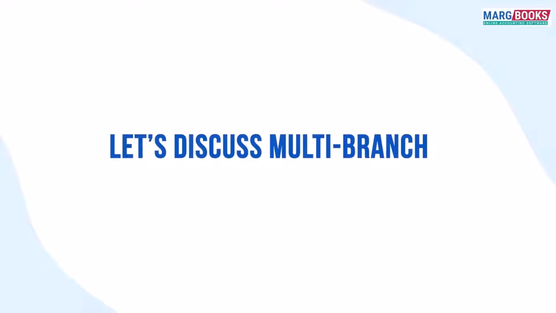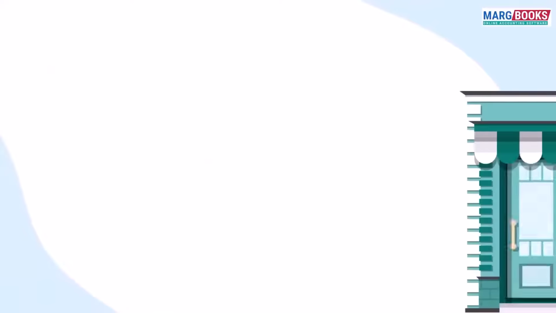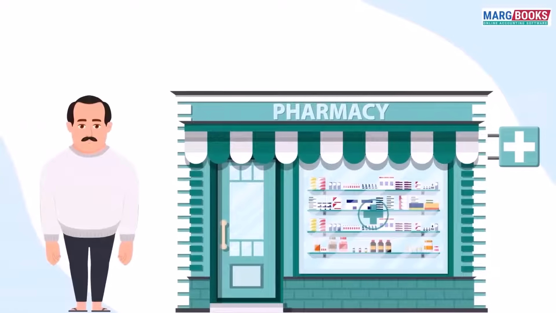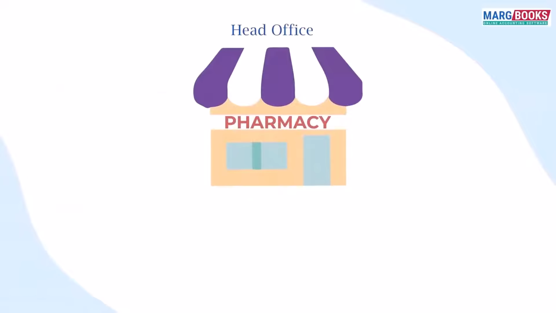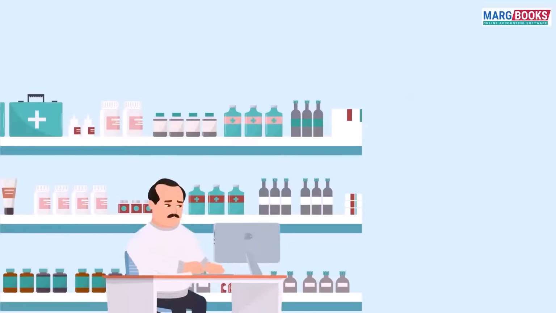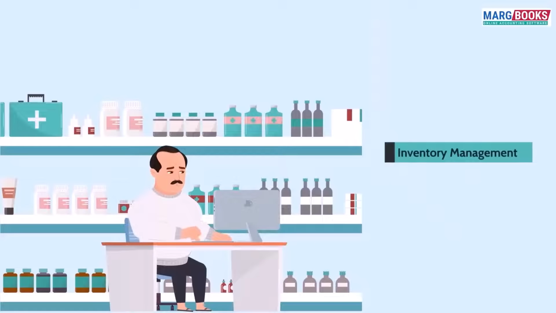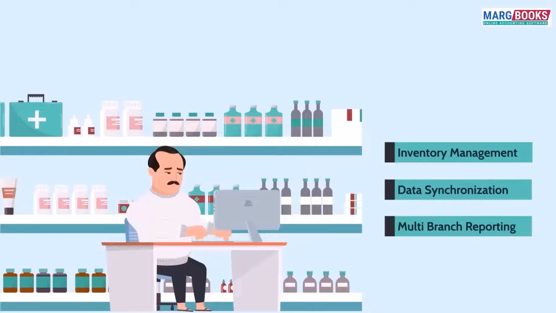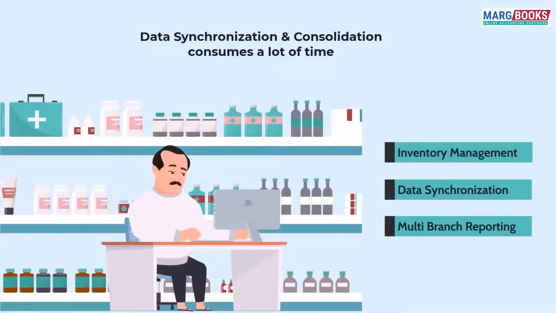To know this, let's meet Sumit. Sumit has a pharmaceutical business in Delhi and he has branches of his chemist shop in different locations in Delhi. He is mostly worried about inventory management, data synchronization, and reports of his different branches, because most of Sumit's time is spent on synchronizing and consolidating the data of different branches.